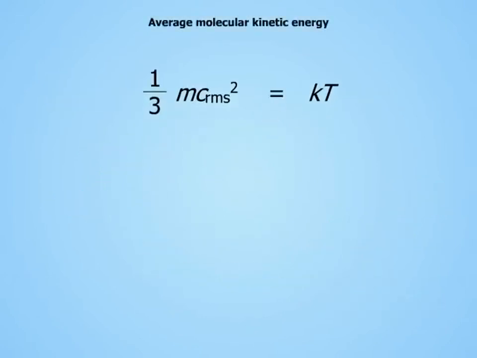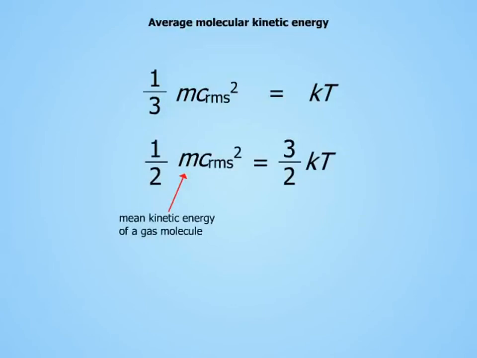By multiplying both sides of the equation by 3/2, we can make the left-hand side resemble the kinetic energy formula, half mv squared. The left-hand side describes the average kinetic energy of a gas molecule. This kinetic energy is therefore proportional to the absolute temperature in kelvin. We can see that the average kinetic energy of gas molecules depends only on their temperature.